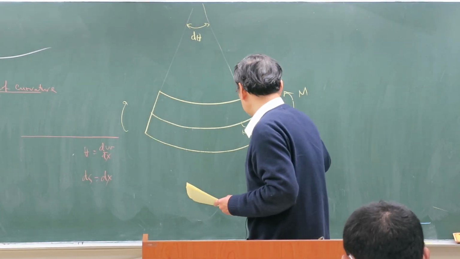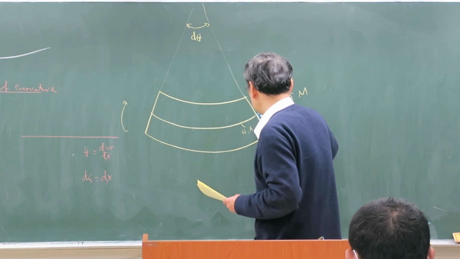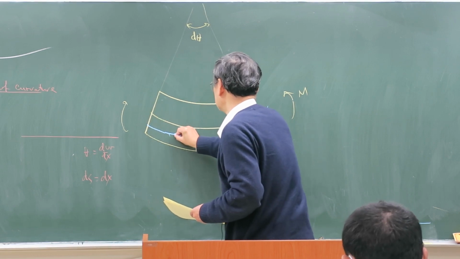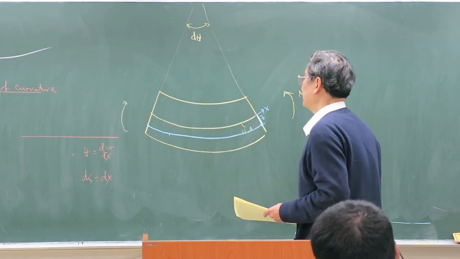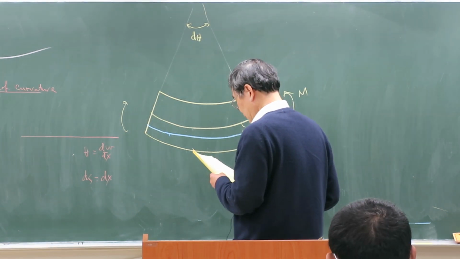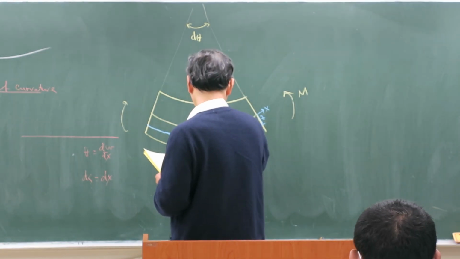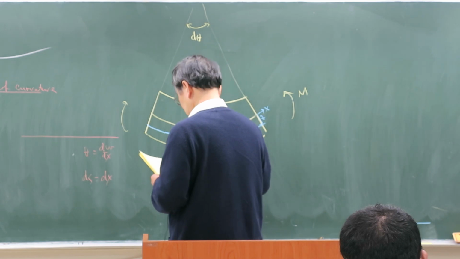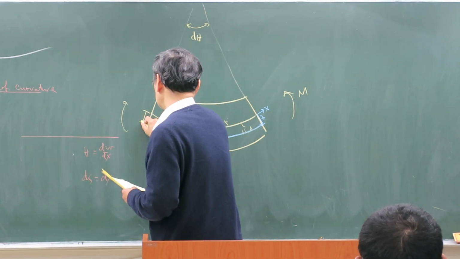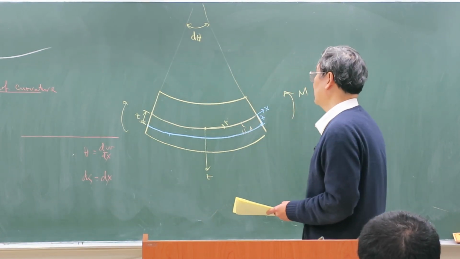And this is another fiber, for example, this is X, and this is Z. So they are fibers. If this fiber is like this, okay, this is X, and this is some Z coordinate, right?